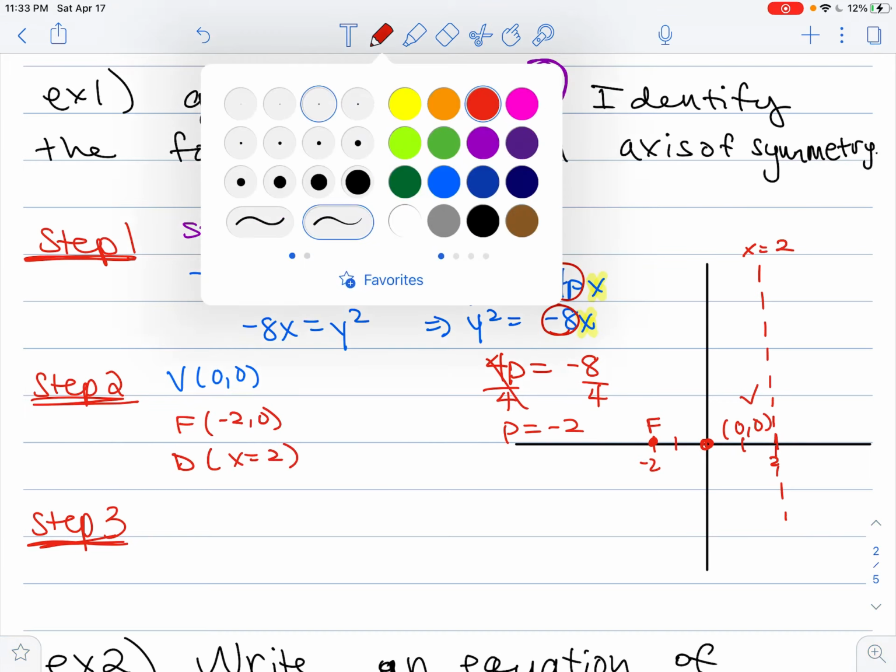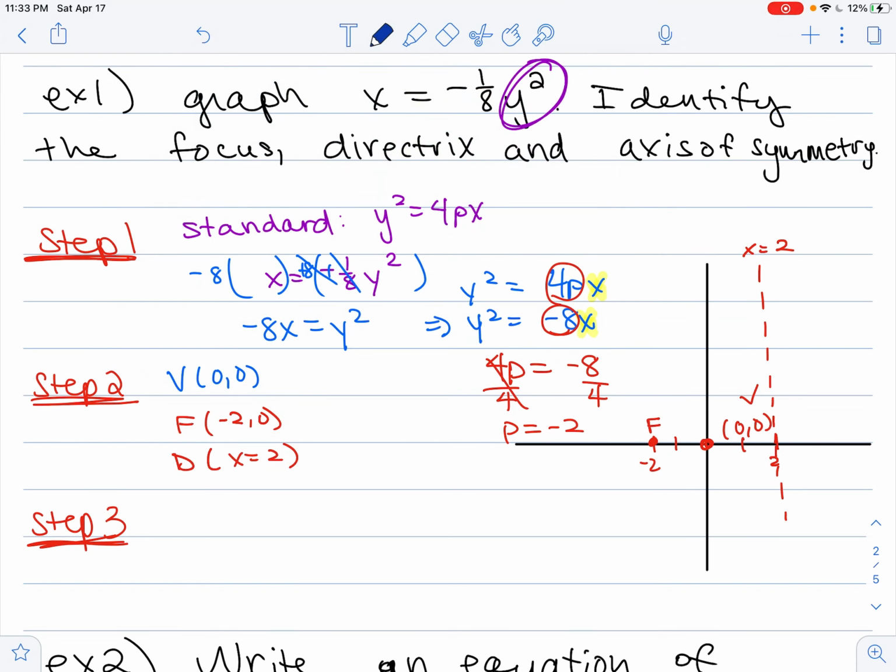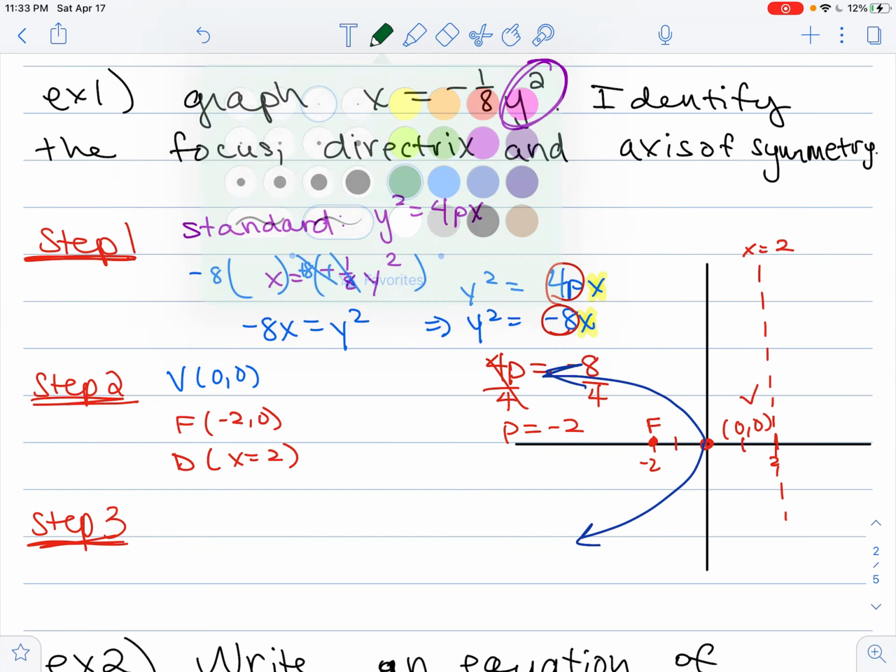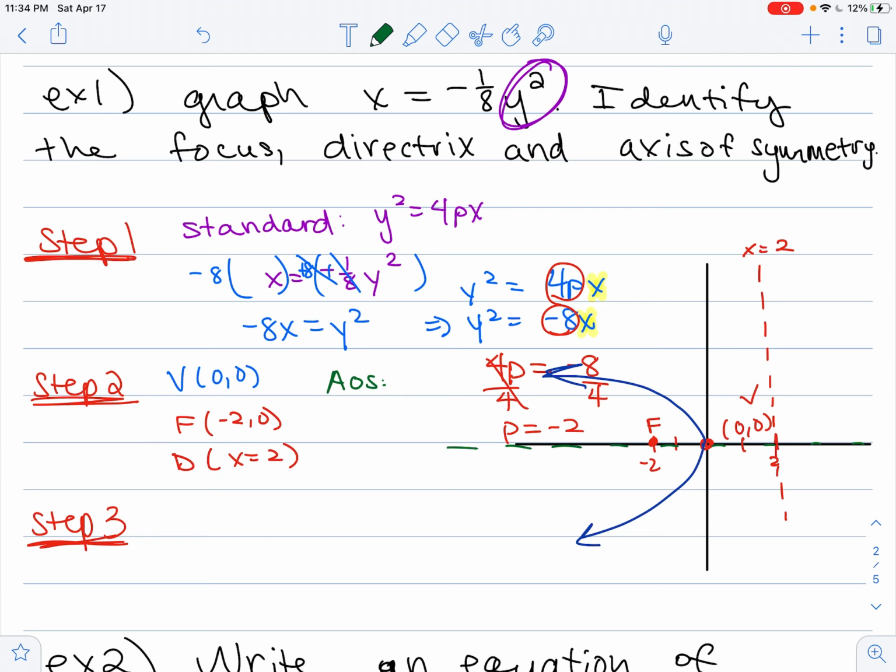So once I have that, I'm going to graph it out. We know the focus is always inside the parabola, so it looks like this. And we've got our axis of symmetry right here, which is going to be y equals 0. And then we graph it.